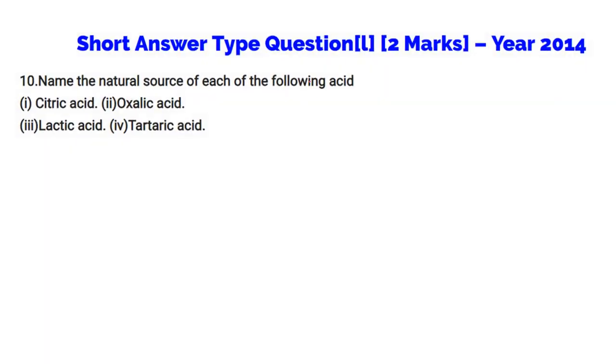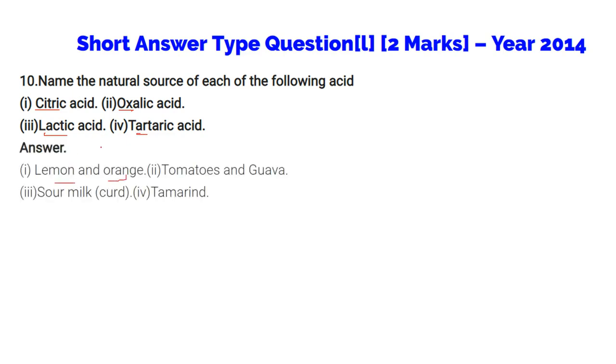Name the natural source of each of the following acids: citric, oxalic, lactic and tartaric. So lemon and orange contain citric acid. Tomatoes and guava contain oxalic acid. Sour milk, that is curd, has lactic acid, and tamarind has tartaric acid.